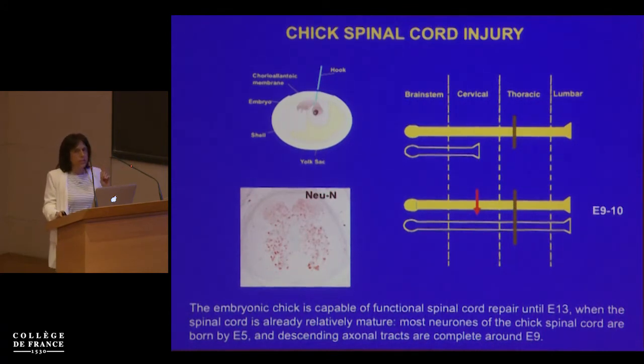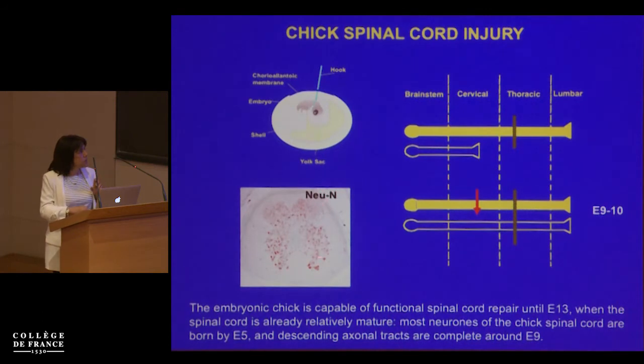And the chick is interesting because we know exactly when the regenerative capability is lost. There is a transition around embryonic day 13 between the regeneration-permissive and non-permissive times. We know from a number of studies of retrograde labeling that this is true regeneration, not simple continuation of development. And also, when we started this study, it was believed that there was no neurogenesis by these stages, embryonic day 9, 11.